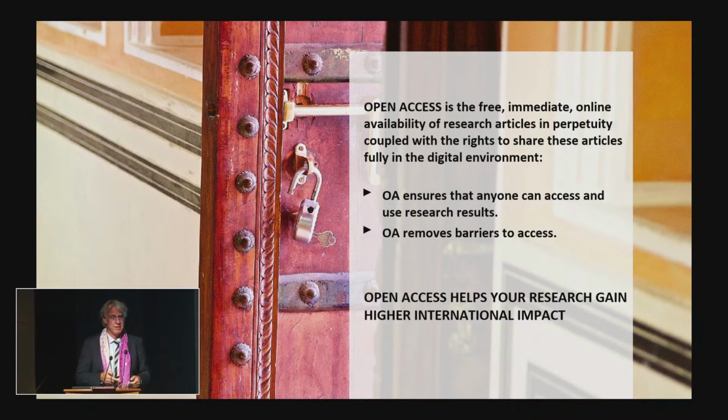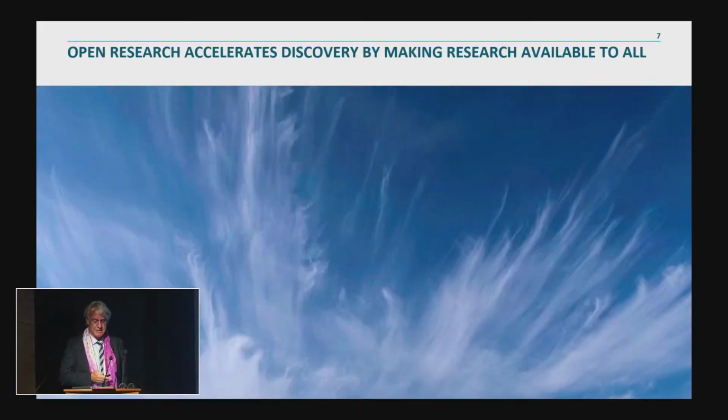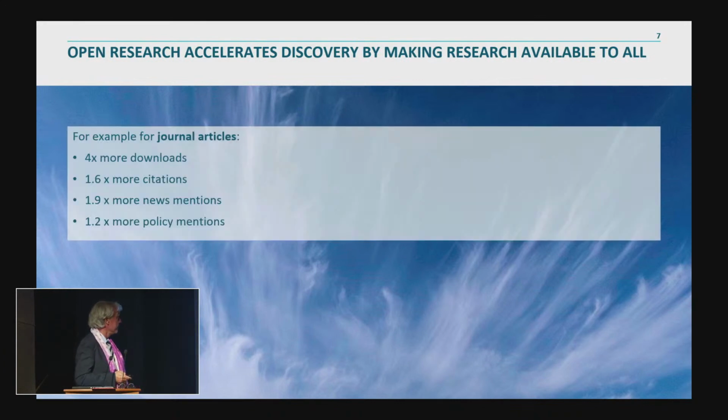And for your research, what that also means is that open access helps your research to have higher international impact because it becomes easier to find. You don't have a barrier to get it. You can really go for it and start using it and other people can start building on it. But what does that mean for researchers? What does it really mean? Open access has accelerated discovery by making research available to everybody.